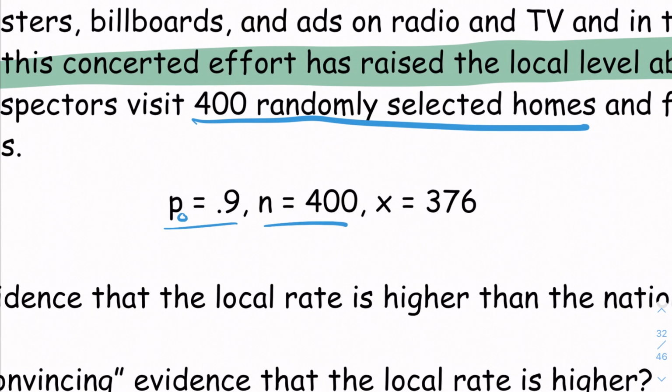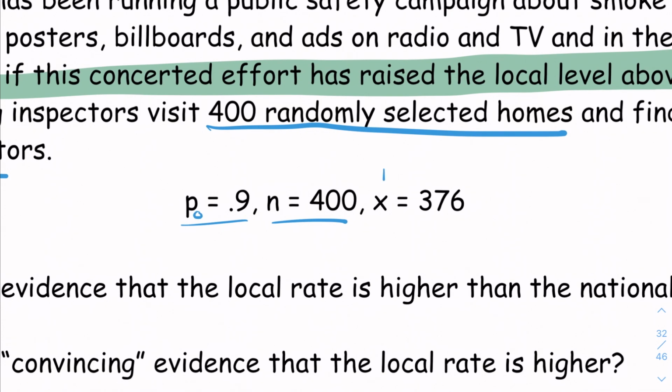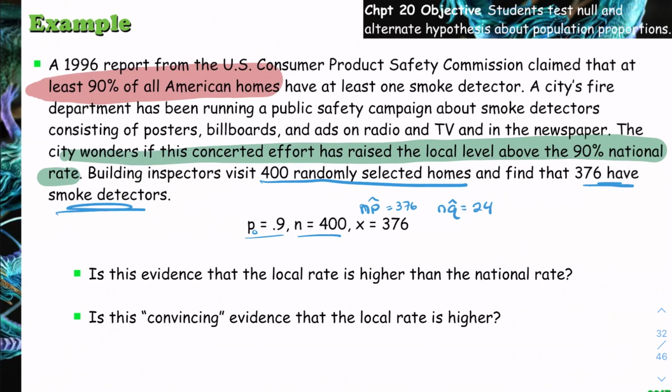We're given a sample size of 400, and X, which is N times P, is 376, which also means N times Q is 24, if I can do the math correctly. So the question is, is this evidence that the local rate is higher than the national rate? And is this convincing evidence that the local rate is higher? Okay, so two questions. This is where we are coming up with our hypothesis testing.